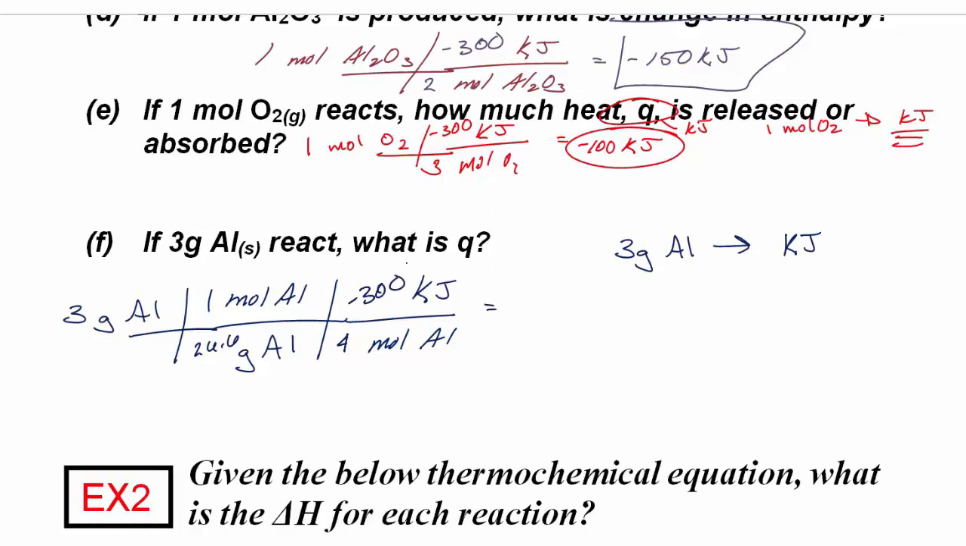So 3 divided by 26.6 times negative 300 divided by 4, about 8.46. That's negative kilojoules. So if 3 grams of aluminum react, about 8.46 kilojoules of heat is given off.